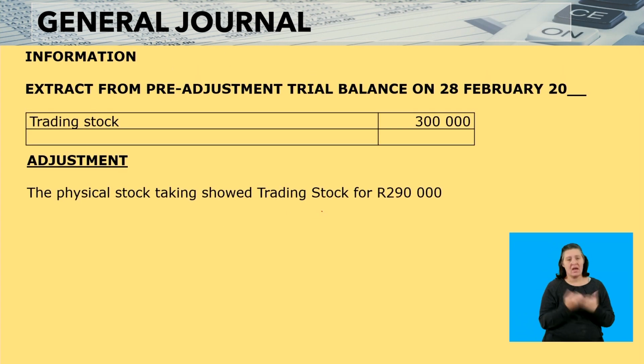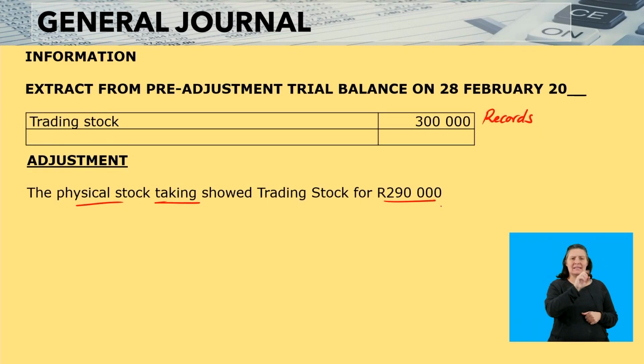We would then record our trading stock deficit in the general journal. Let us see how we can do that. We are given a pre-adjustment trial balance on 28 February, and we have trading stock of 300,000 according to business records. But when we did a physical stock taking, we realized that we only have stock of 290,000. If we compare the two, our physical stock is less than the stock on the records.